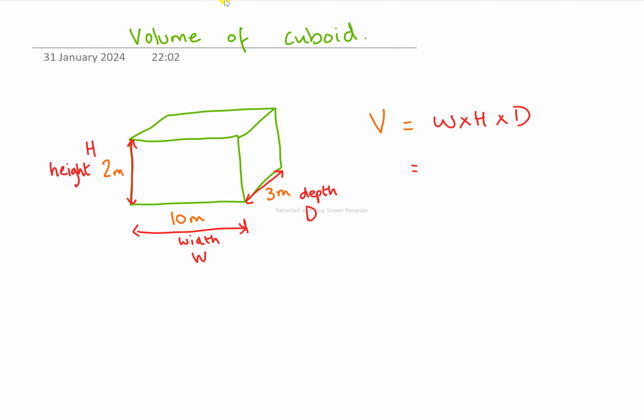So what I'm going to do is find out what W is. What is W? 10 times H, 2 times D, which is 3. Now, I know 2 times 3 is 6, and then 10 times 6 is 60. And with volume, it's always meters cubed. Right.